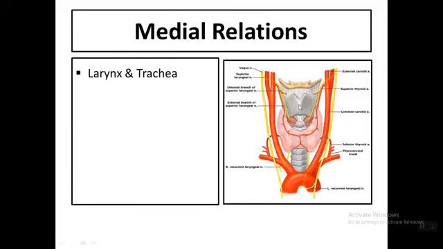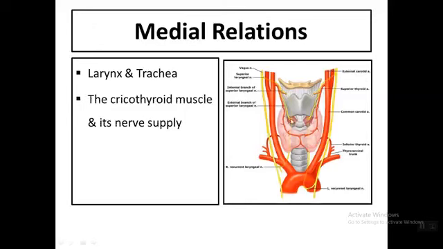Another picture showing the medial relations: the larynx and the trachea, and the cricothyroid muscle. This muscle extends between the cricoid cartilage and the thyroid cartilage, hence cricothyroid muscle. Its nerve supply is the external laryngeal nerve. It is also medial to the lobe of the thyroid gland.